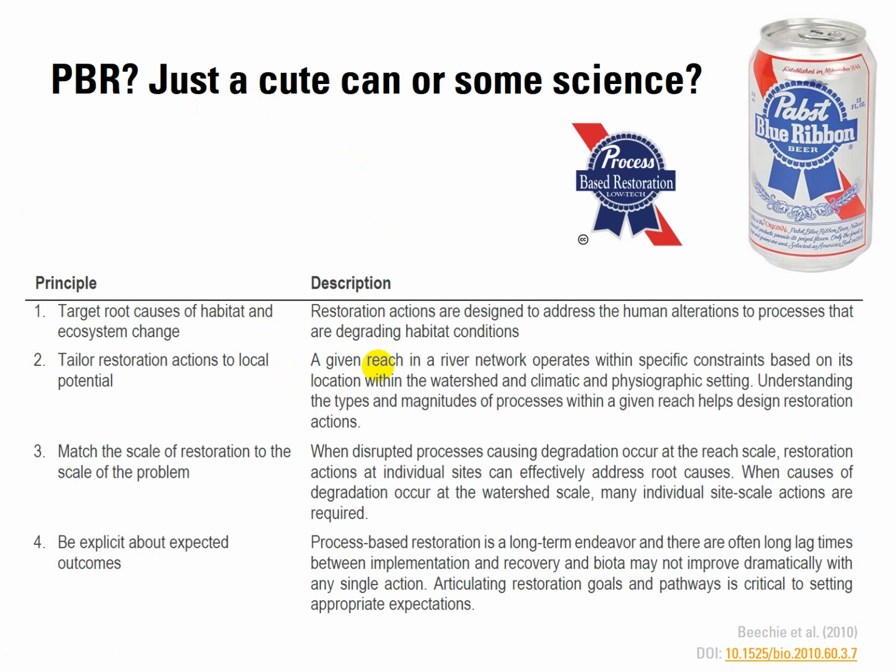And there are 4 principles in that paper that talk about process-based restoration. The first is to target the root causes of habitat and ecosystem change. Second, to tailor restoration actions to local potential. 3, match the scale of restoration to the scale of problem. And 4, be explicit about expected outcomes. So these are pretty good principles. These are sort of hard to argue with.